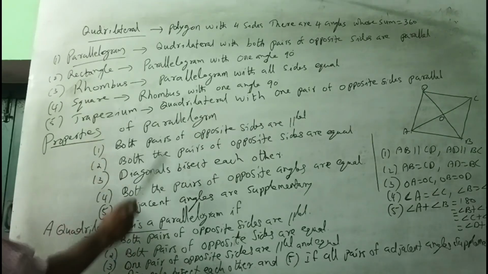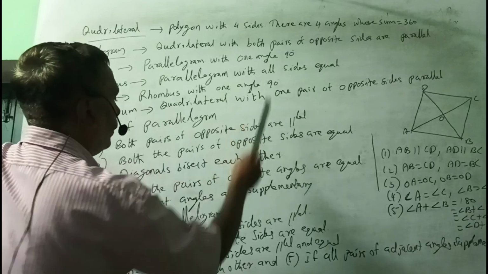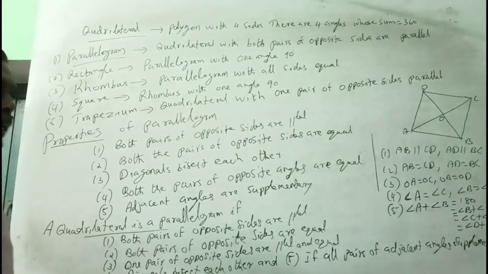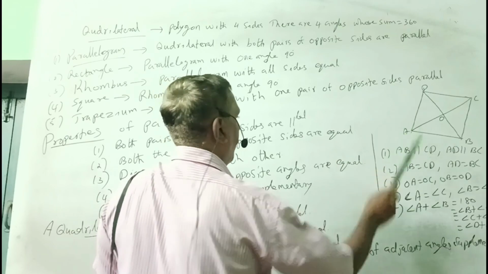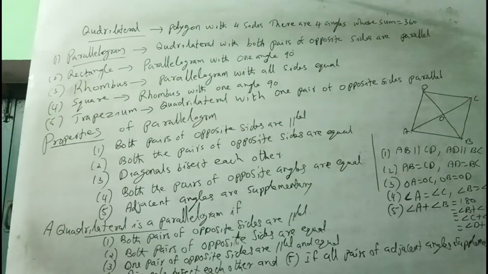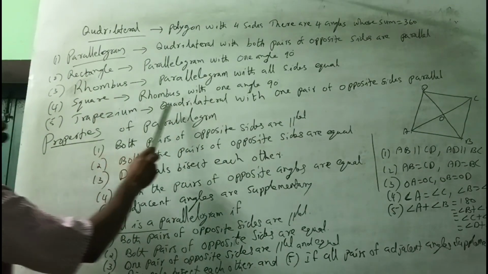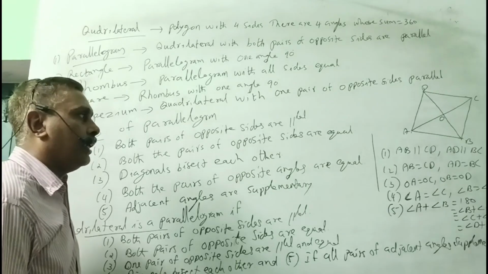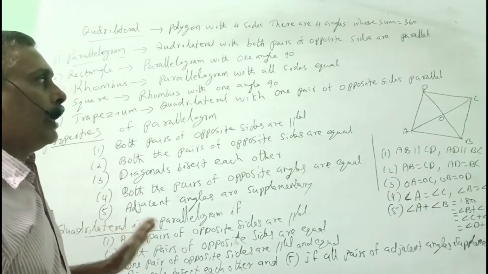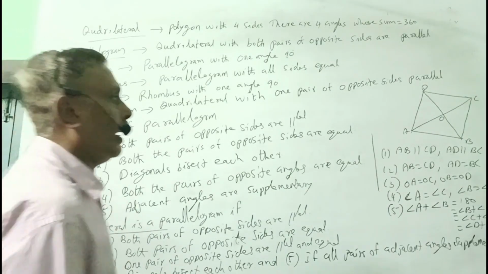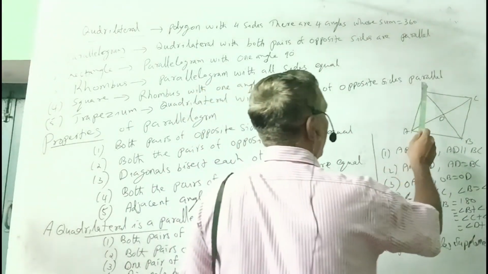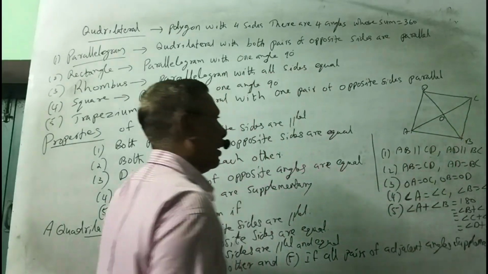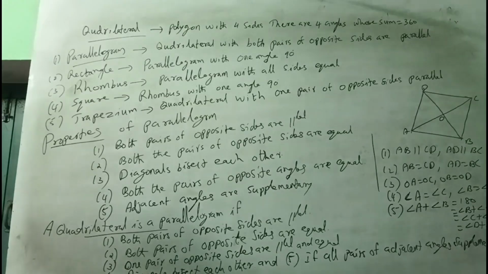Then square. A square must be a rhombus in which one of the angles is 90 degrees, meaning all the sides are equal as well as one of the angles is 90 degrees. And trapezium. A trapezium is a quadrilateral in which one pair of opposite sides is parallel. Any one: either AB and CD are parallel or AD and BC are parallel. Both are not parallel.